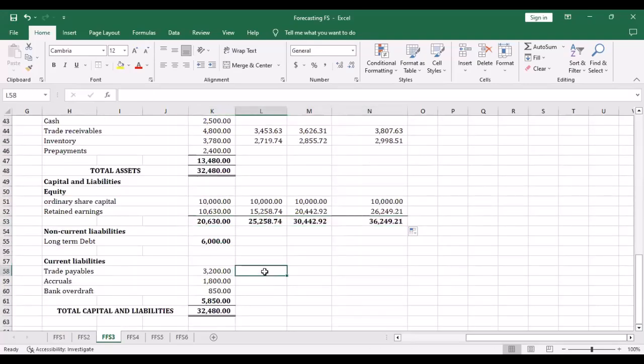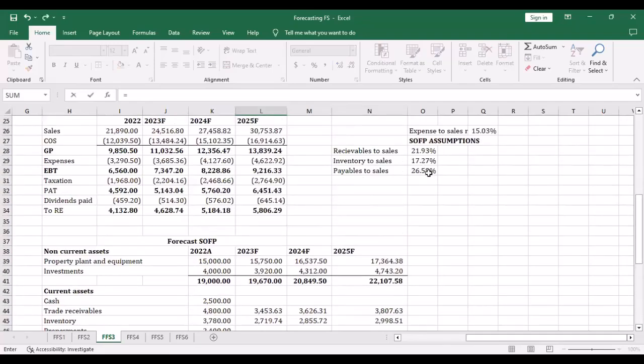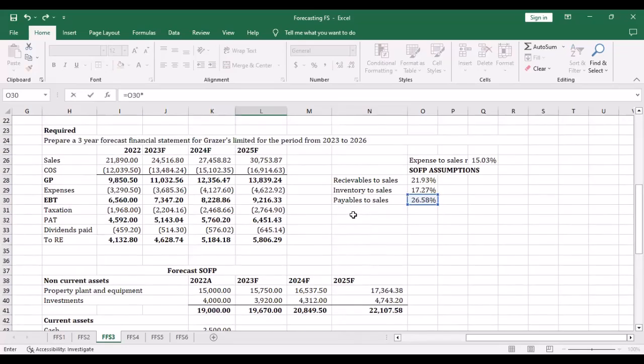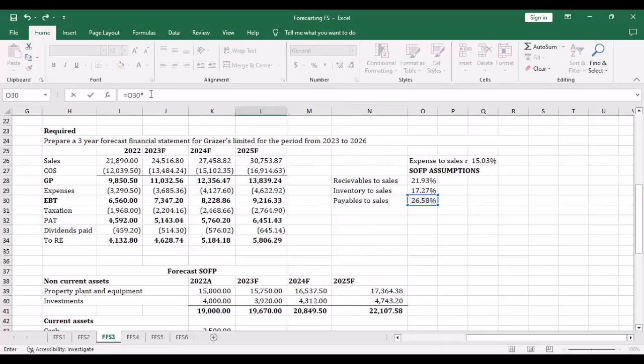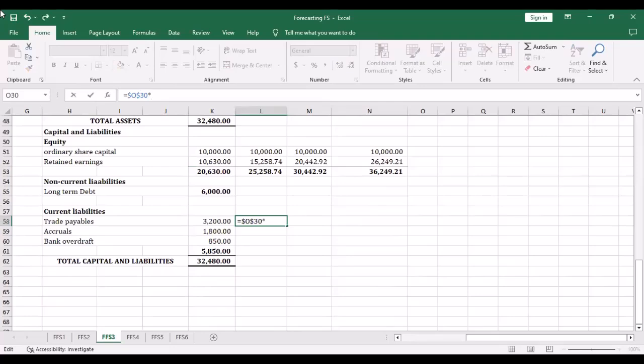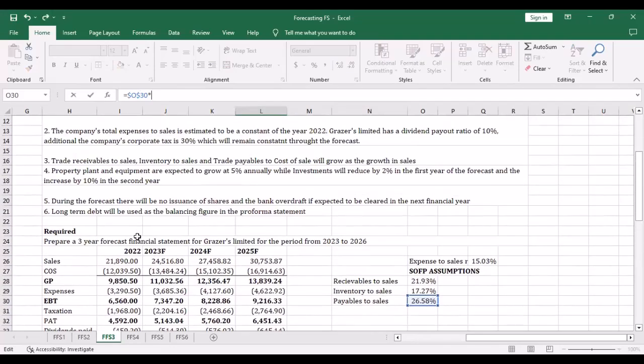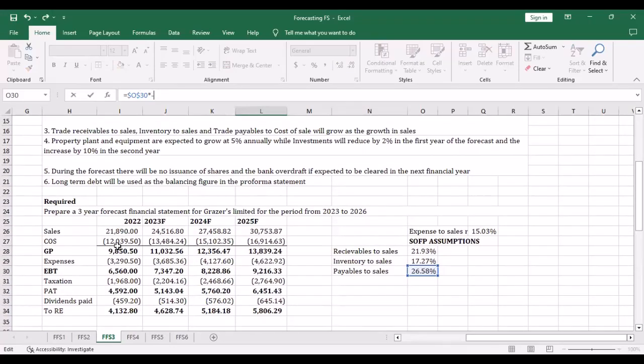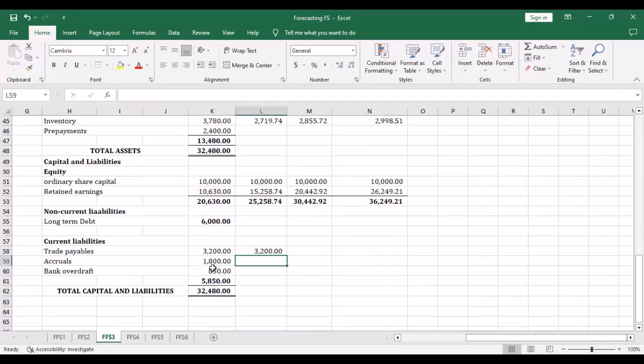Then our payables equal the percentage, multiplied by the cost of sales, since these payables were to cost of sales. So I'll lock that one with F4, then multiply by our cost of sales here. I'll put a negative, then multiply by this one. See, it never changed. Then you drag. The bank overdraft is expected to be cleared.